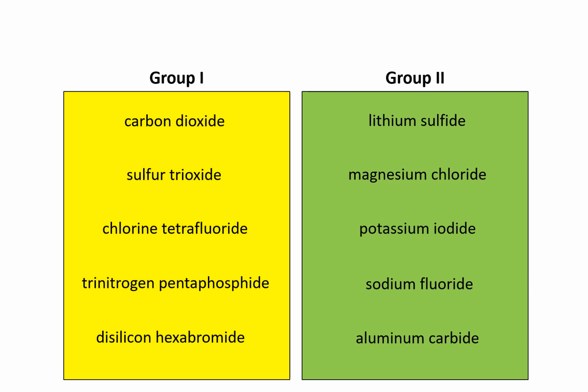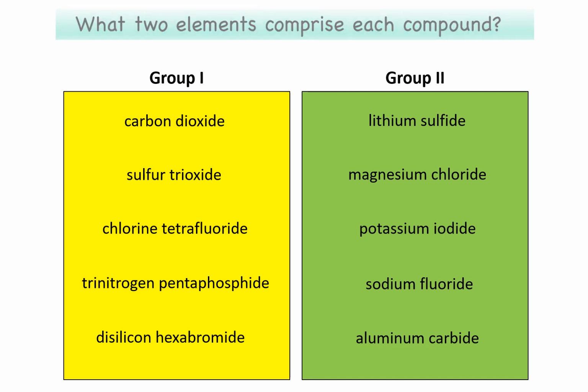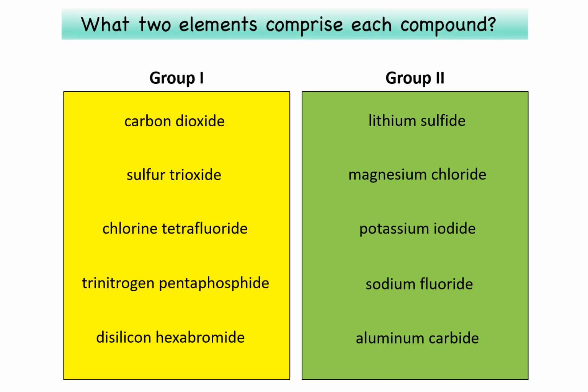Could it be that the styles differ according to the elements that comprise the compounds? Let's check that out by writing down the elements that comprise each compound. Are you ready to do that? I'll start you off with carbon dioxide. Carbon dioxide is made up of carbon and oxygen. Now you do the same for the remaining 9 compounds.